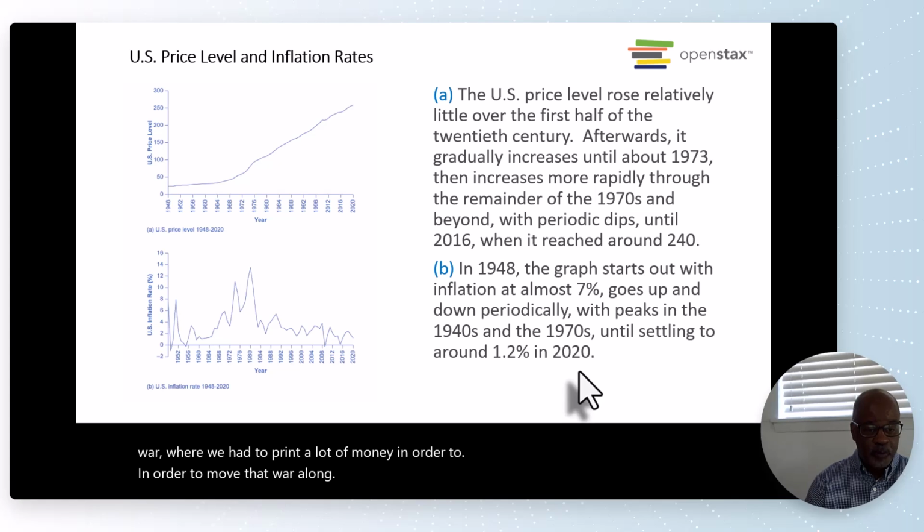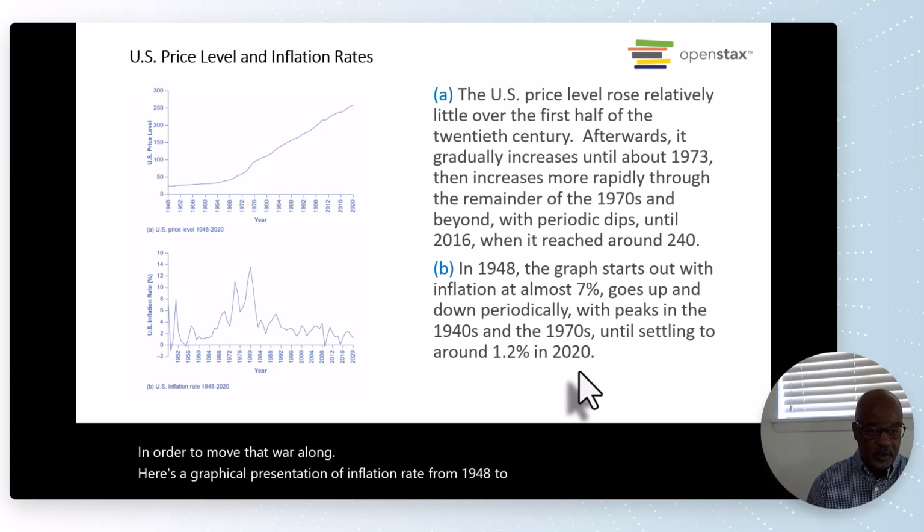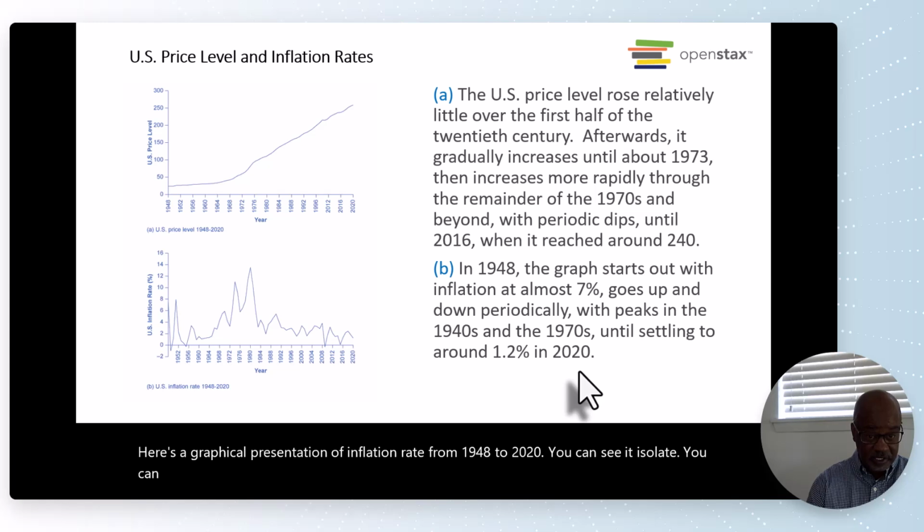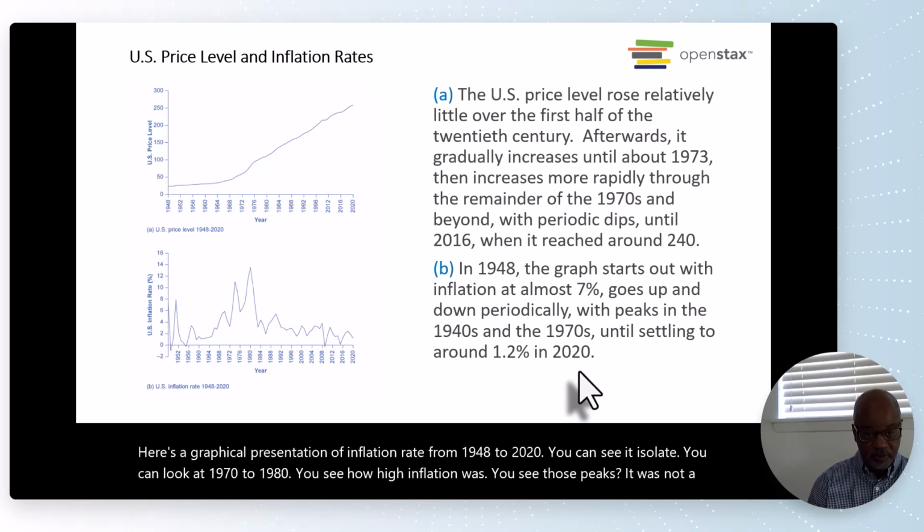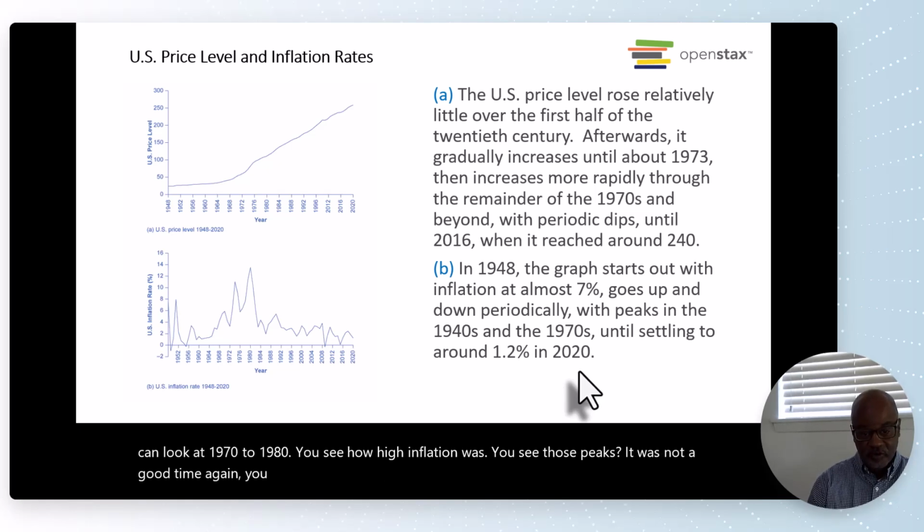Here's a graphical presentation of inflation rate from 1948 to 2020. You can see it oscillate. You can look at 1970 to 1980. You see how high inflation was. You see those peaks. It was not a good time. Again, you want stable inflation. The inflation target is around 2%.